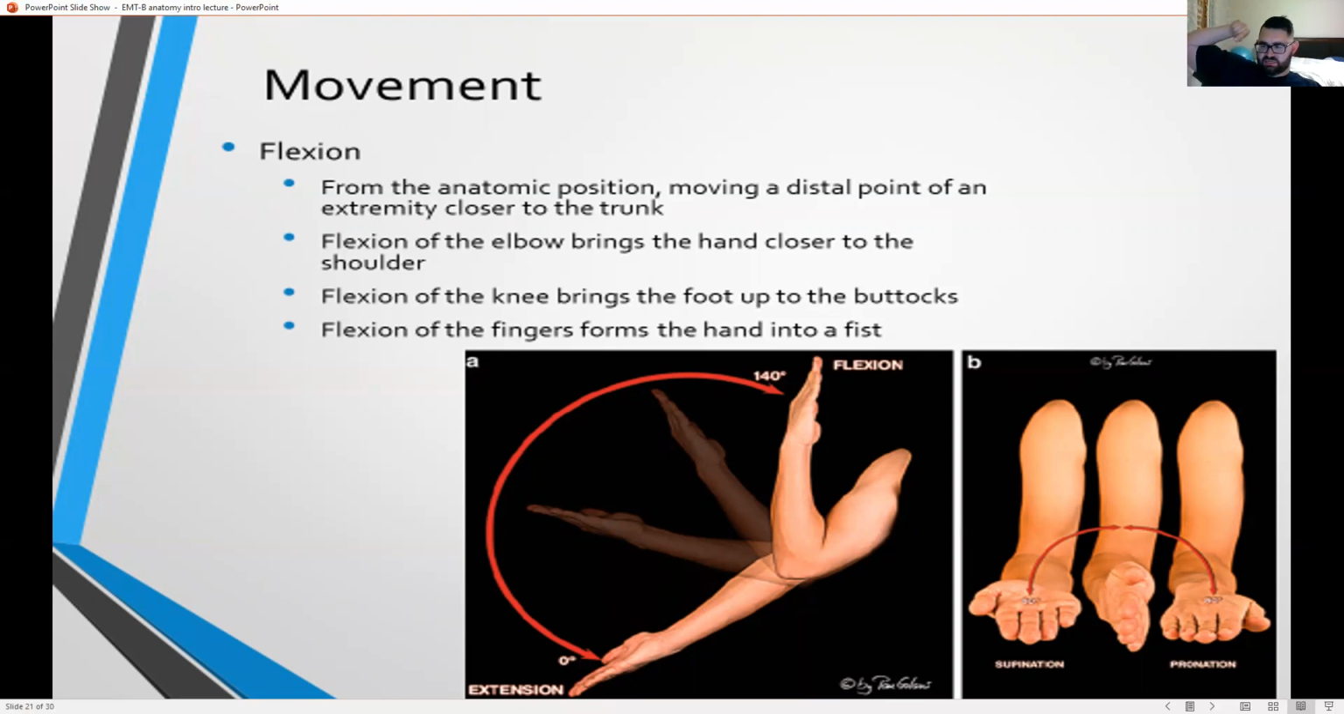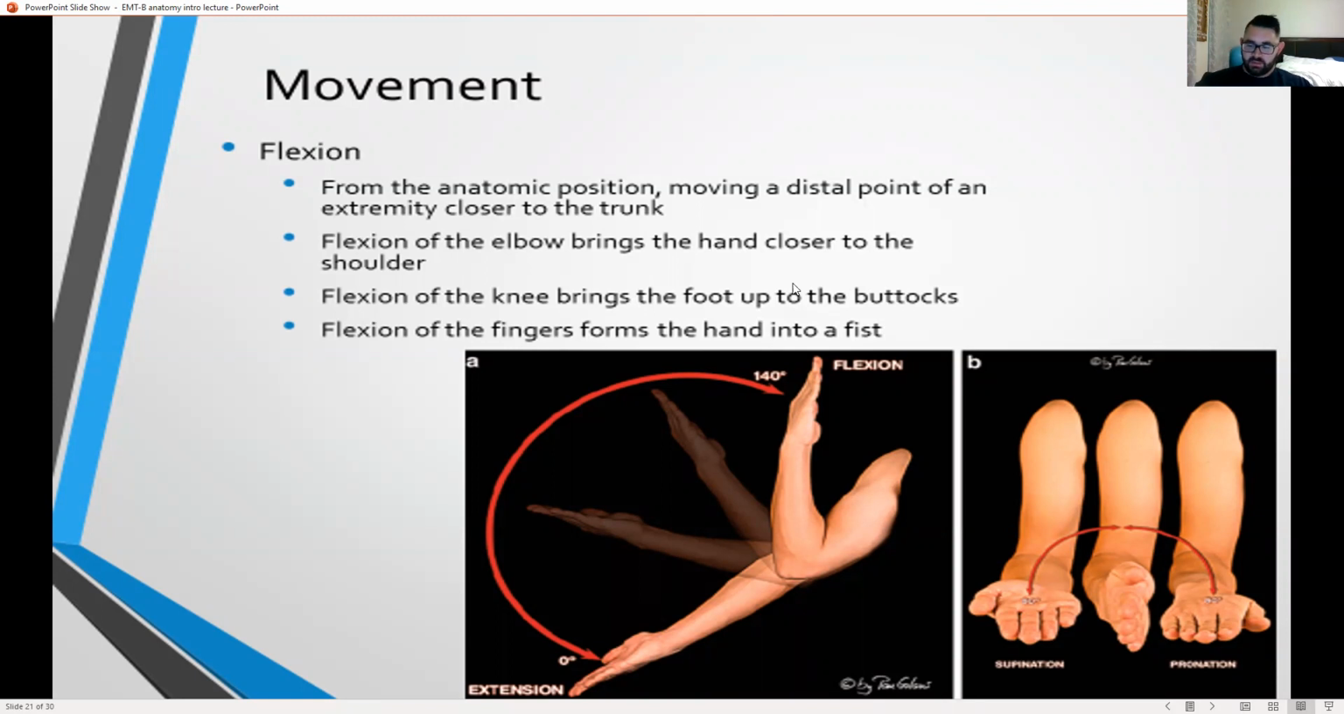So everybody flex, make a bicep. There it is. So when you flex, you bring things closer into yourself, from a distal point out into yourself. You can do that with your arms, your legs, and your neck. All right, so flexion is bringing things in. So flexion of the elbow brings the hand closer to the shoulder. Flexion of the knee brings the foot up to the buttocks. Flexion of the fingers forms the hand into a fist. Flexion is bringing things in. Everybody with me?